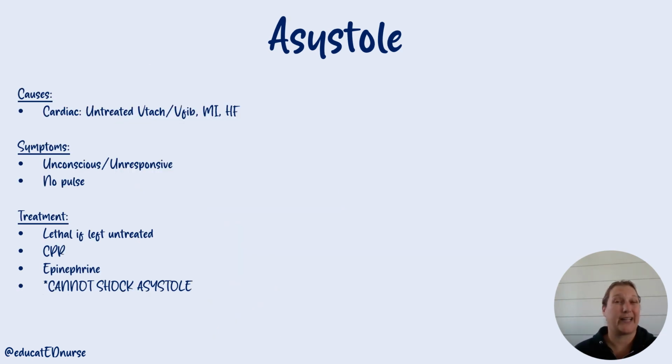All right, so causes of asystole, it's mainly going to be cardiac stuff. Untreated Vtach, Vfib, a heart attack, heart failure, it can be idiopathic. Most of the time it comes because Vtach and Vfib haven't been dealt with in a quick enough manner, and then the patient goes into asystole. So like I said, when you defibrillate, you want to capture some electrical activity. There's no electrical activity in asystole. So the patient's going to be unconscious, unresponsive, not breathing, no pulse. If you don't intervene, this patient is going to die. This is a lethal heart rhythm.